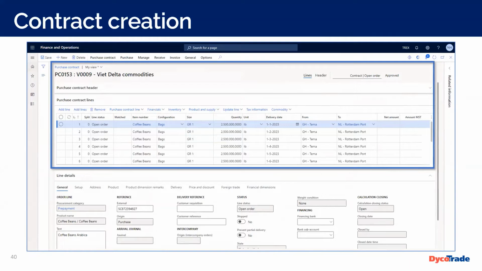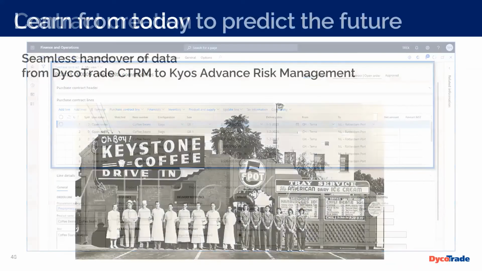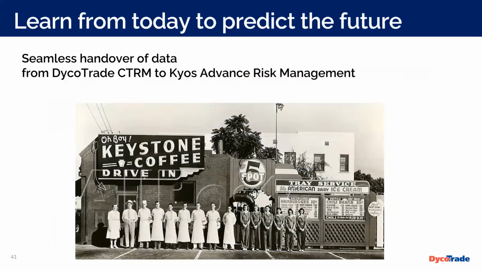But then the real fun starts, and we're slowly moving to the part of the presentation of KYOS to present their advanced risk management, because then it's also about cash flow, value at risk, cash flow at risk, based on the coffee contract that we just created. So now we're going to learn from today, and we're going to predict the future, and that's the handover. And in the background, it's a seamless handover of data, of course.